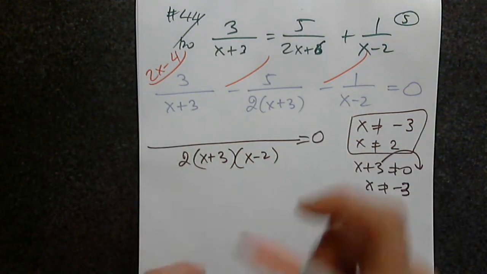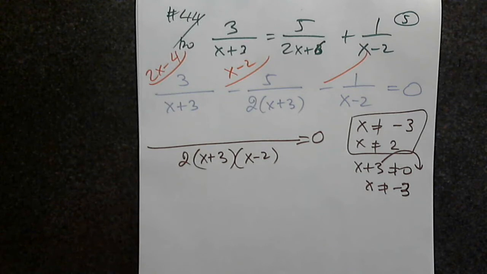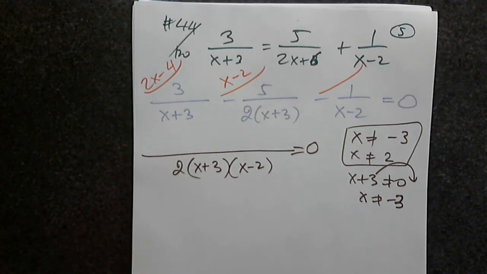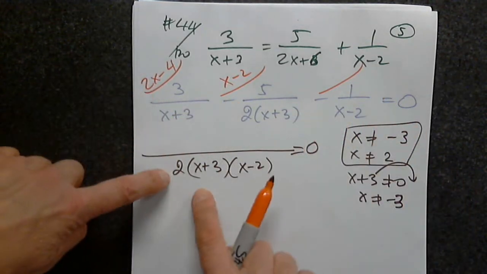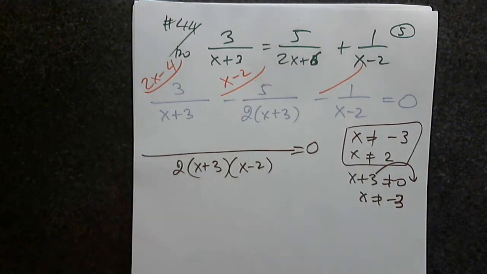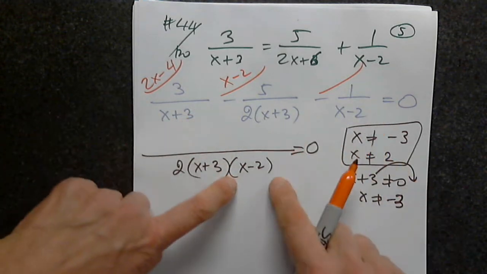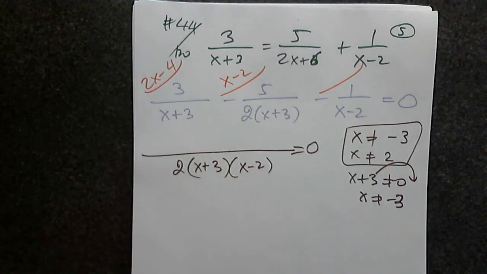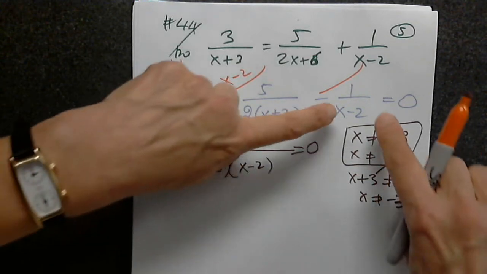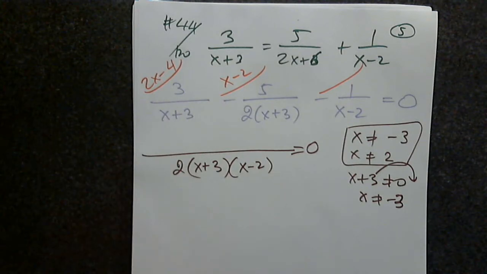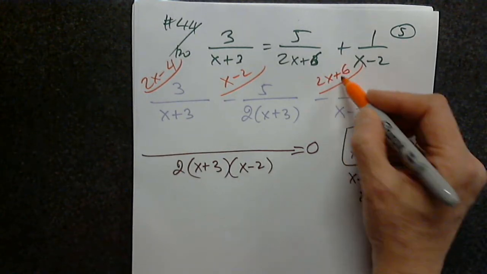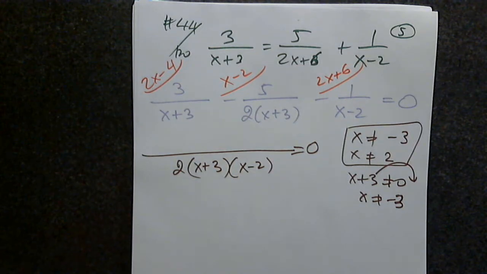X minus 2. Do you all agree with x minus 2? How did you get the x minus 2? This is the additional one. So the denominator was multiplied by x minus 2. The numerator has to be multiplied by the same quantity. Mandatory. Better? Good. And now x minus 2 was multiplied by 2x plus 6. Do you agree so far? Any questions before we continue?